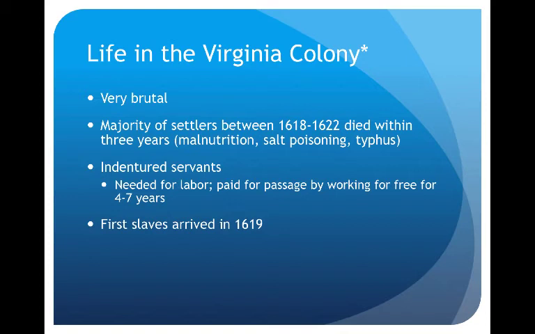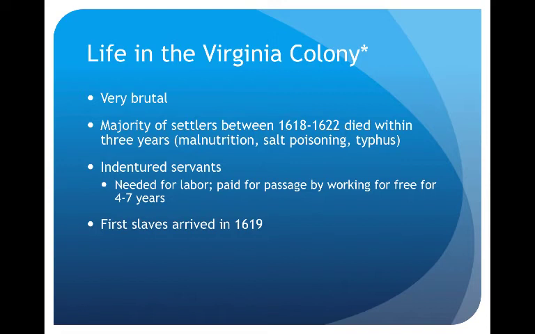Salt poisoning, malnutrition, typhus were the biggest killers. Lots of settlers came as indentured servants. What's an indentured servant? If you were poor, you probably couldn't afford fare to come to the New World.